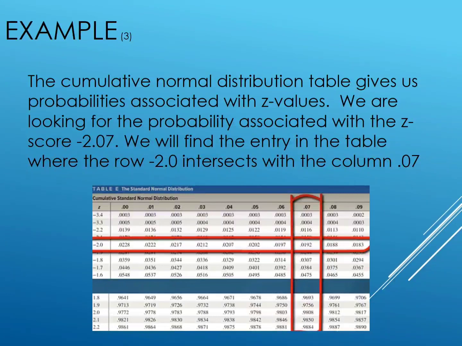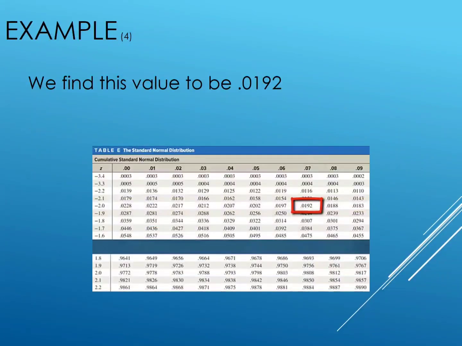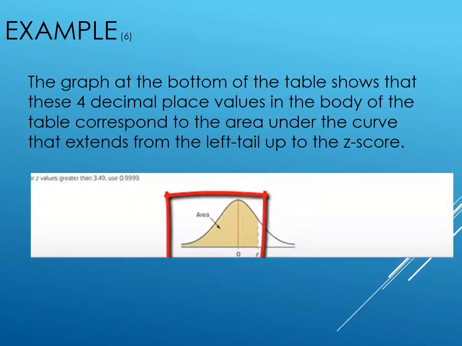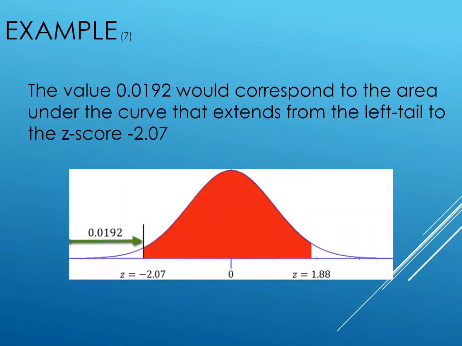So first let's find the z-score for negative 2.07. That is 0.0192. Then after I find that probability, I find the probability for the z-score for 1.88 and I would get 0.9699. Now remember, the z-score gives me the left side for each z-score. So the z-score for negative 2.07 is that part of it. It's the left side of negative 2.07. I don't want that side.